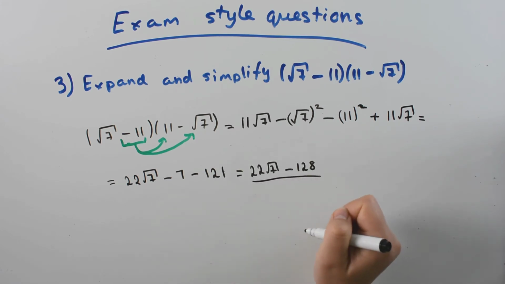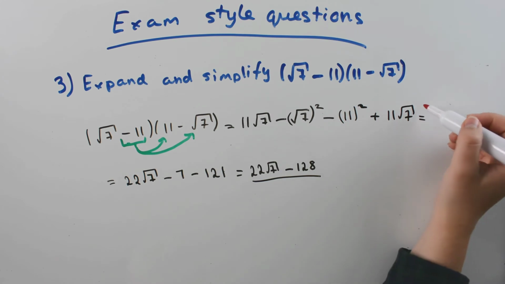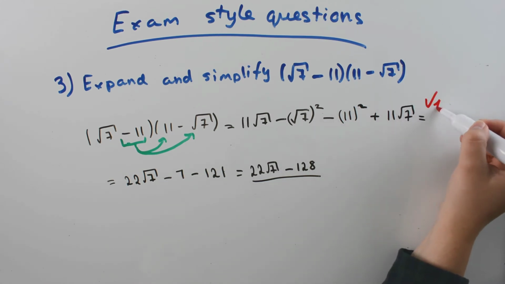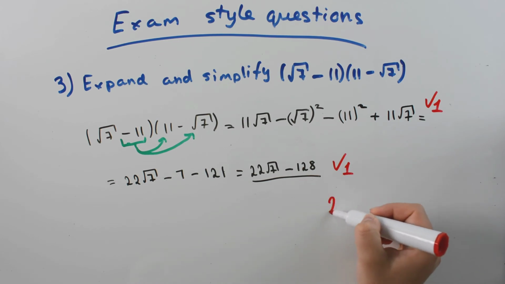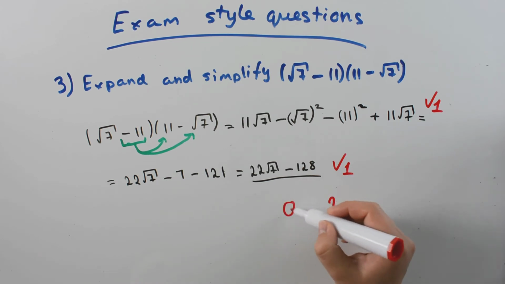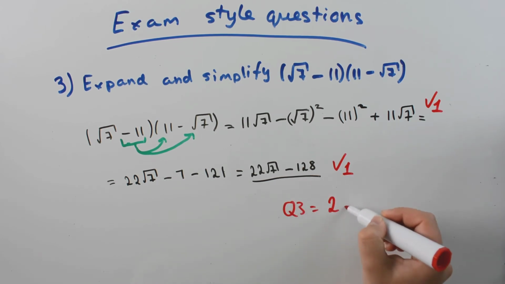Okay, that's our final answer, and you will get 2 marks, 1 for expanding your brackets correctly, and then 1 mark for simplifying everything. So question 3 is total of 2 marks.